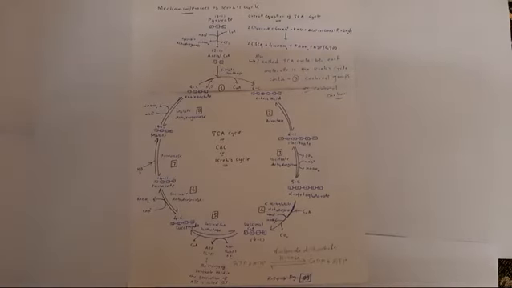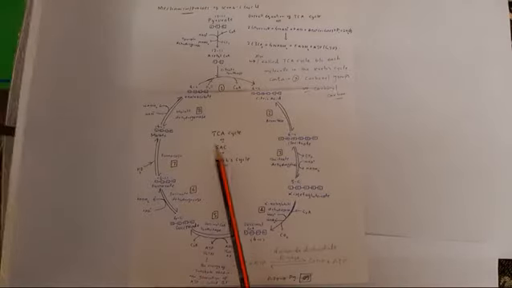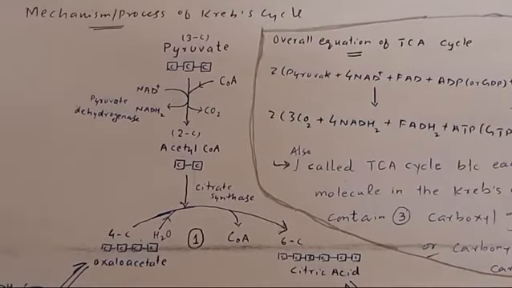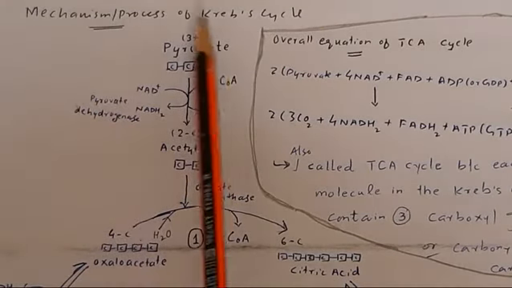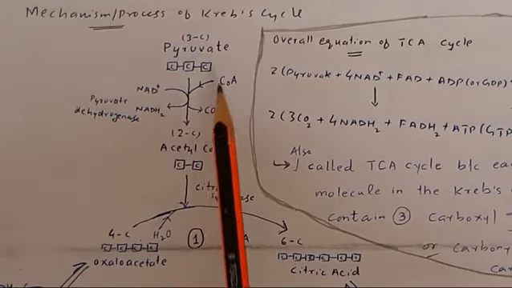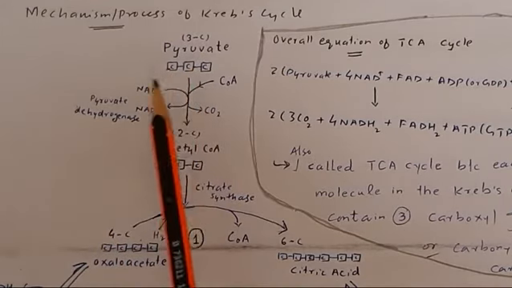Now coming into the mechanism or process of Krebs cycle, we will explain the process of Krebs cycle or TCA cycle or CAC cycle with the help of this diagram. Now it's a closer view of this diagram, that is the mechanism of Krebs cycle. We will start from the linked reaction. Again, a revision for you.